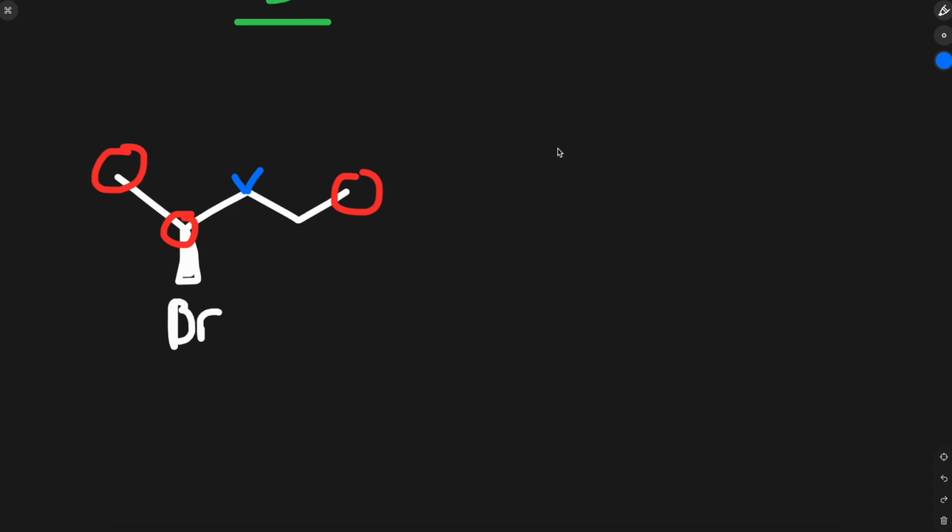I'm butchering that, but that's all right. So this will give rise to 2 respective signals, and the same goes for this hydrogen using the same logic. So they have their own respective peaks.